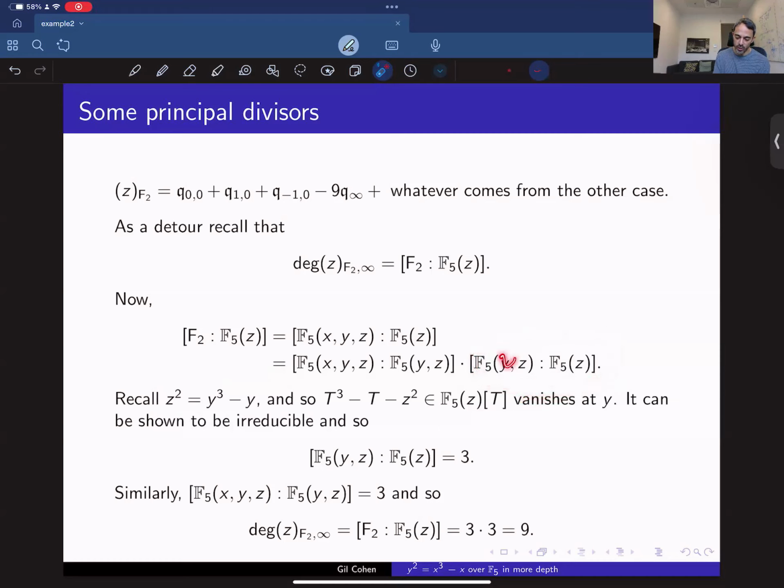When you adjoin y to z, the irreducible polynomial is y cubed minus y minus z squared. It is going to be irreducible, so the extension here is 3. And for the same reason, the degree of the extension here is 3, because when you add x to those, you need to show that also x cubed minus x minus y squared is irreducible, but it is. And so all in all, this degree extension is 3 times 3, which is 9, which explains the 9 that you see here.